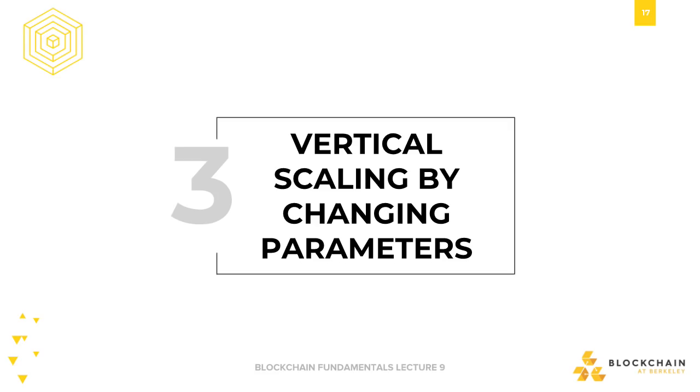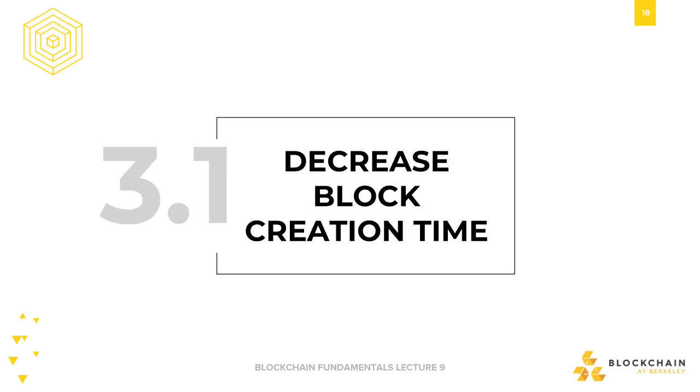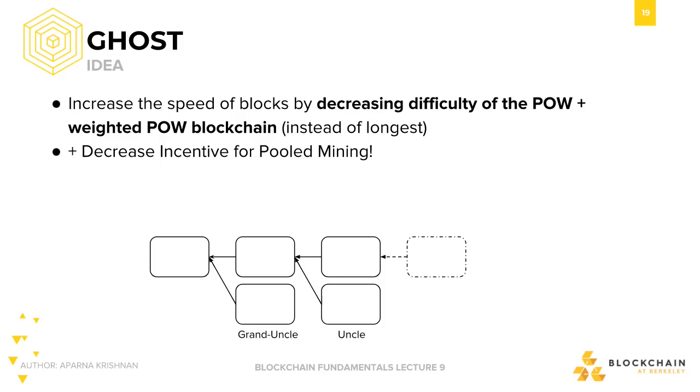Okay. Now we're going to talk about vertical scaling by changing those parameters. If we decrease the block creation time, this is the idea of the Ghost Protocol, which was proposed by Ethereum, who were the first people to start talking about it. They implemented the Ghost Protocol in its purest form, and then they changed that, and we'll talk a little bit about that. But the basic idea of Ghost Protocol is you include orphan blocks called uncles.